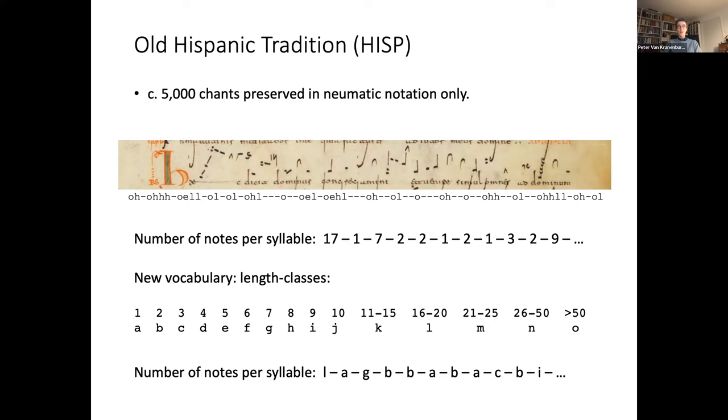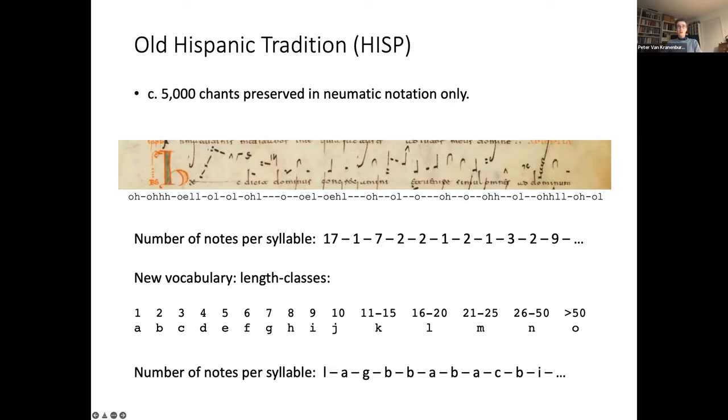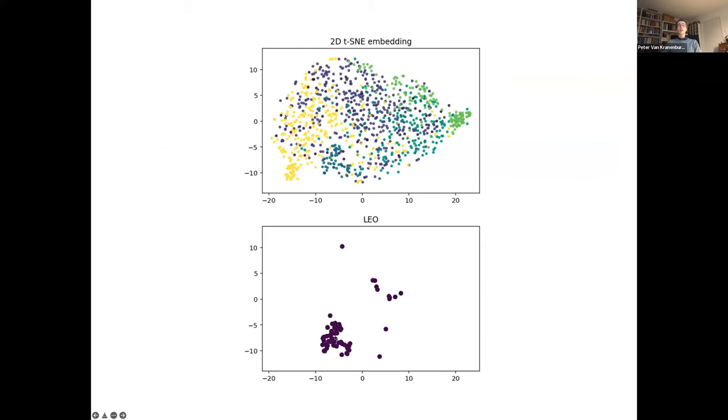But what I want to show you now is a visualization based on the occurrence rates of these lengths. So if in a certain chant part we measure how many syllables have one note, how many syllables have two, etc., then we can do a dimension reduction, and for that we used a t-SNE method, which makes a stochastic embedding, in this case a two-dimensional space. We get, let's say, a distribution of all these chant parts in which the classes.